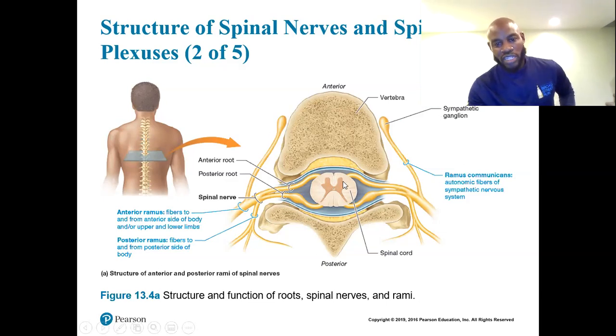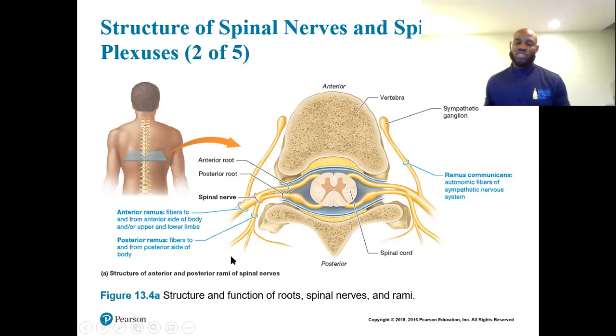Your vertebrae, your spinal cord, your anterior, posterior. This is towards the front, towards the back. Spinal cord. This is the gray matter, the white matter. The gray matter is a little butterfly. Anterior root, posterior root, and then you have the spinal cord, and then off of that you have the anterior ramus and posterior ramus that splits off the spinal cord.